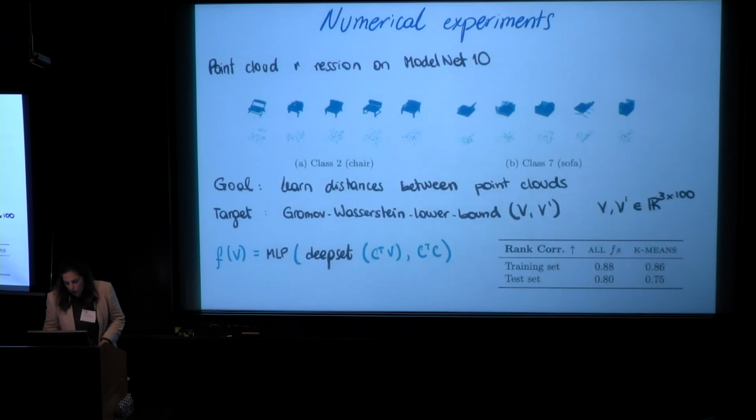Another experiment that we have uses a data set based on point clouds. So you have this furniture. Each of these furniture, you can write as point clouds. And then the regression task was to learn some distance between these point clouds using these machine learning models. In particular, the target here was something called the Gromov-Wasserstein distance between these point clouds. And we can see that it performs decently in comparison with some baselines.